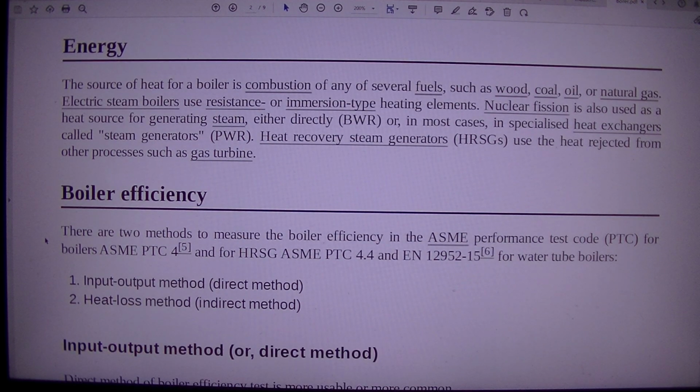Energy. The source of heat for a boiler is combustion of any of several fuels, such as wood, coal, oil, or natural gas. Electric steam boilers use resistance or immersion type heating elements. Nuclear fission is also used as a heat source for generating steam, either directly (BWR) or, in most cases, in specialized heat exchanger steam generators (PWR). Heat recovery steam generators (HRSGs) use the heat rejected from other processes such as gas turbines. Boiler efficiency. There are two methods to measure the boiler efficiency in the ASME Performance Test Code, PTC, for boilers ASME PTC 4.1 and for HRSG ASME PTC 4.4 and EN 12952-15 for water tube boilers. Input-output method, direct method. Heat loss method, indirect method.